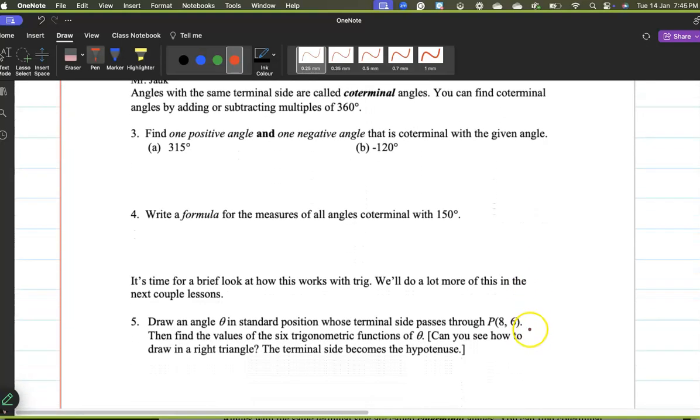So the angles with the same terminal side are called co-terminal angles. You can find co-terminal angles by adding or subtracting 360 degrees. Correct? Okay.